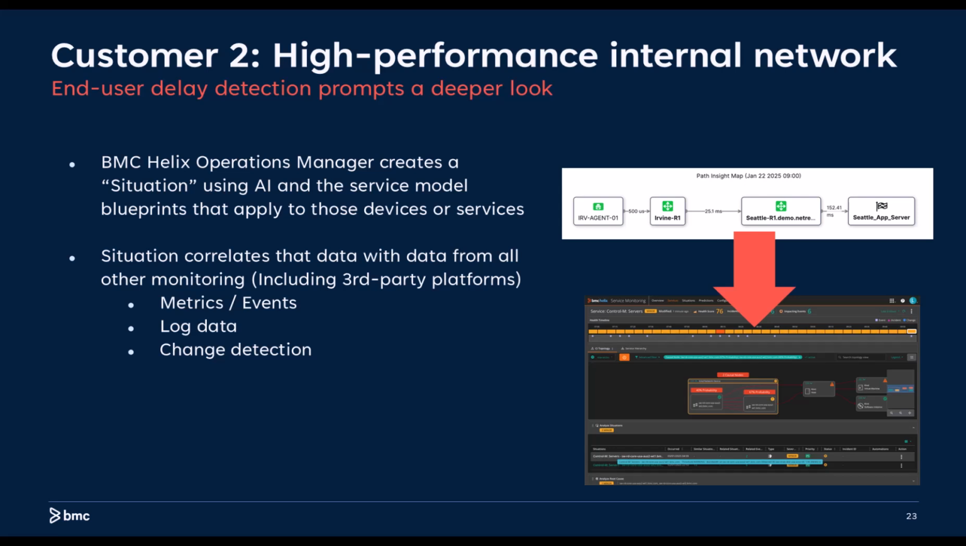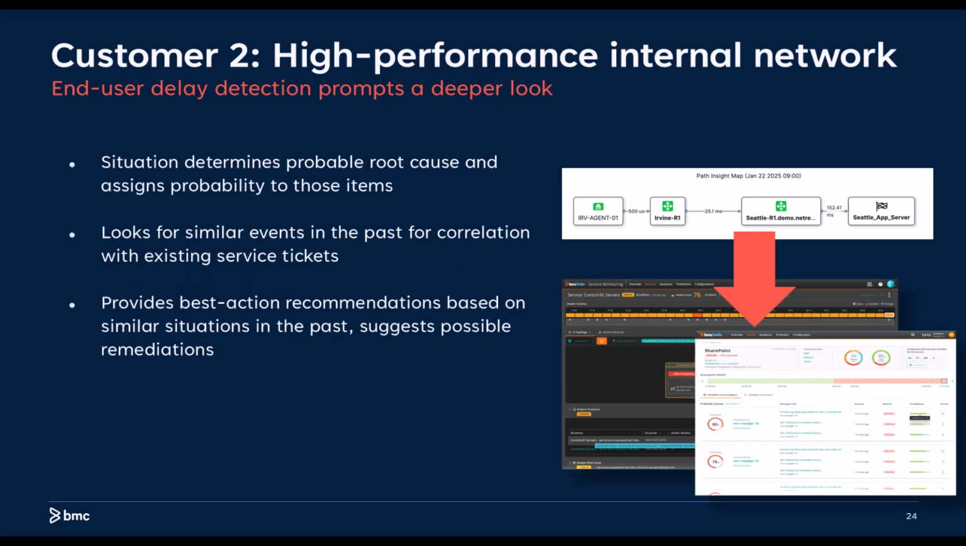So the AI looks at all of these different aspects that are coming in at the same time from all of the different sources, including third-party monitoring software and other kinds of platforms that might be feeding data into it, and creates a situation using that topology model that Discovery has automatically built for it. It correlates all that data together, including log data, metrics, change detection and change control issues, and then can create that situation. And based on that situation, it will then go in and create a probable root cause.